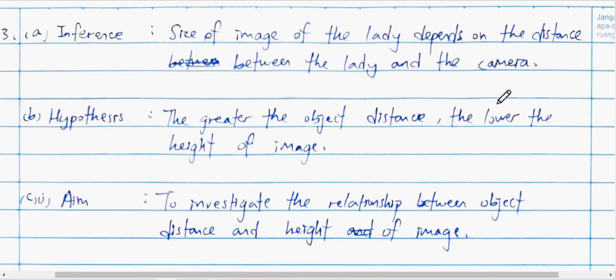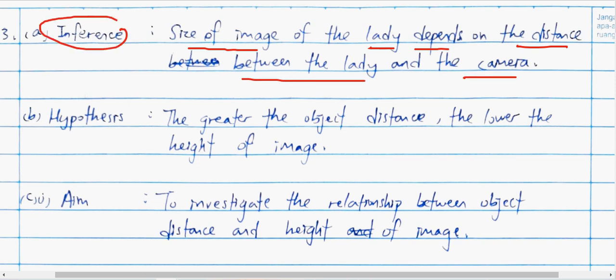Look at my student's answer. I love to discuss what my student wrote, so that from there we can see the possible mistakes made by the student and what the strengths are. Okay, so now the inference: size of image of the lady depends on the distance between the lady and the camera. For the inference, yes, you can use what is in the diagram. Lady can be used, camera can be used. So here can be given a mark.